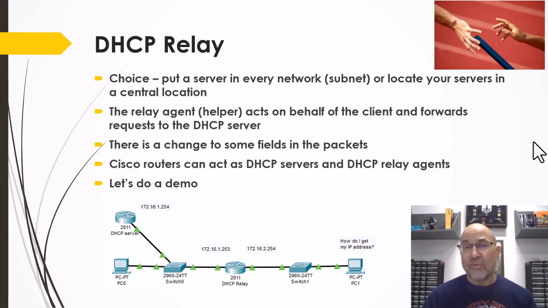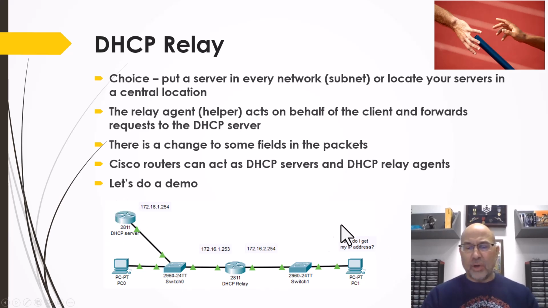Now, the minute we have relay agents going, it changes the packets that we've seen to include the router's address in some of the fields that we see in DHCP packets. And I'll go over that here real quick as we do our demo. Now in this topology below, what we're looking at here is if I have a DHCP server sitting on this router right here, this 2811, PC0 is a DHCP client and it gets an address from our router. So we would see a DHCP exchange right here.